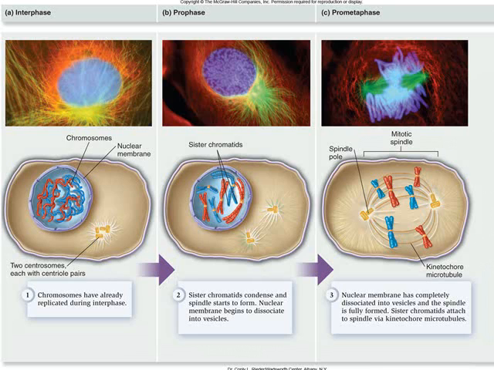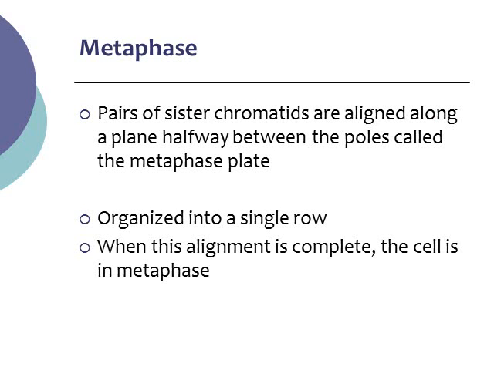Using those kinetochore microtubules. So that's our prometaphase. The next thing that happens, once all of our chromosomes are attached to the 2 poles, those pairs of sister chromatids, or the chromosomes, they're going to be pulled back and forth by the 2 poles until they're aligned along a plane that's halfway between the 2 poles.